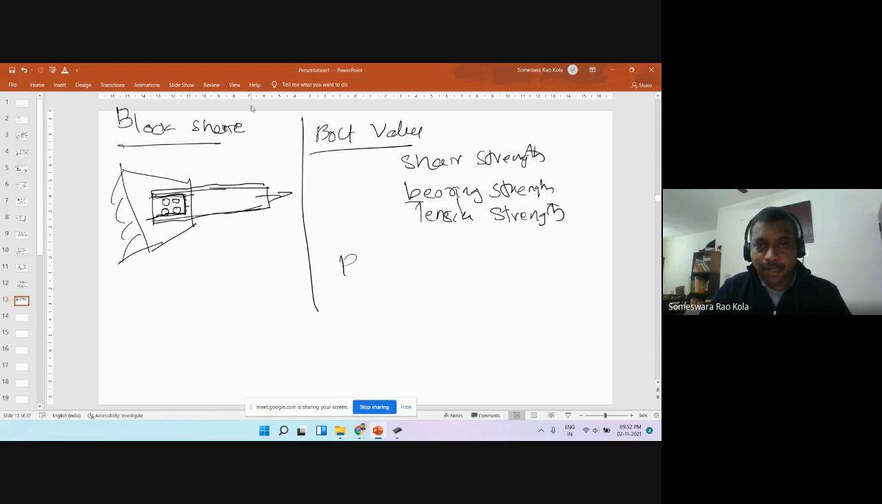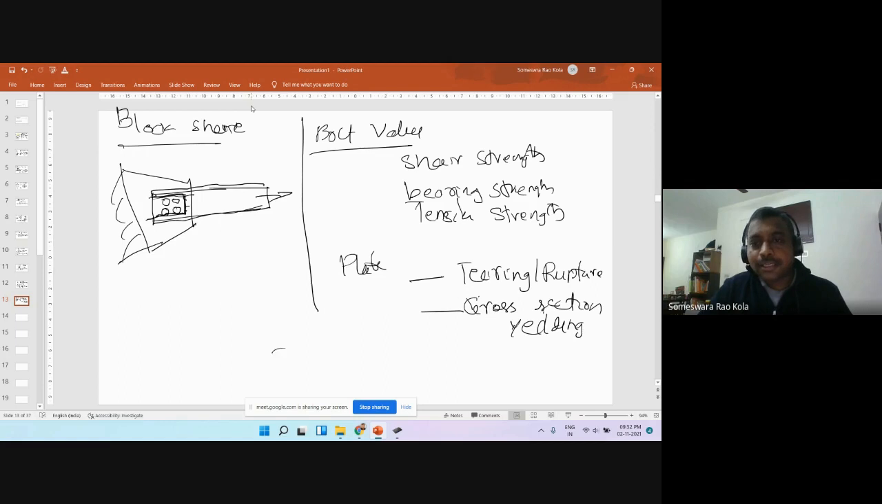And when it comes to the plate, we have seen the tearing or rupture strength, or tensile strength, and then gross section yielding. So these are all the formulas that we have for bolted and also for riveted joints. Using them, you should be able to solve some problems. So let's take up a problem and solve it.